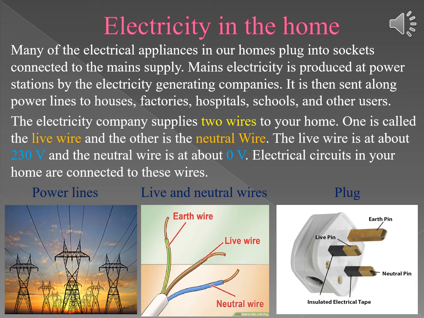The electricity company supplies two wires to your home. One is called the live wire and the other is the neutral wire. The live wire is at about 230 volts and the neutral wire is at about 0 volts. Electrical circuits in your home are connected to these wires.